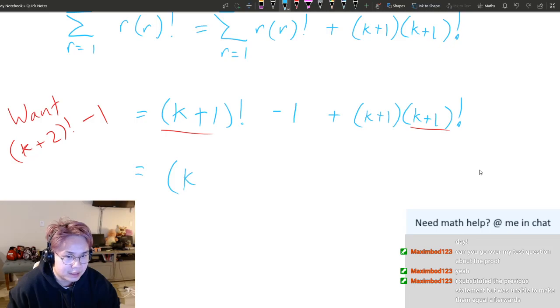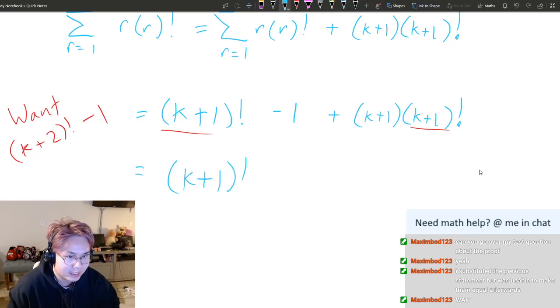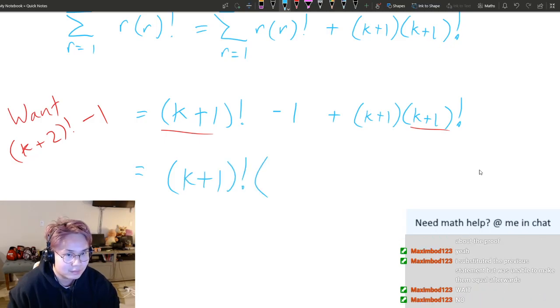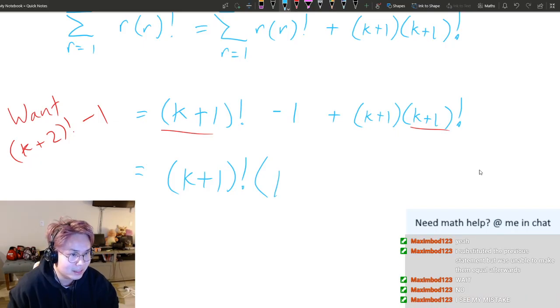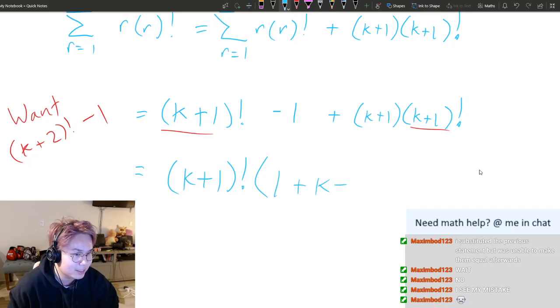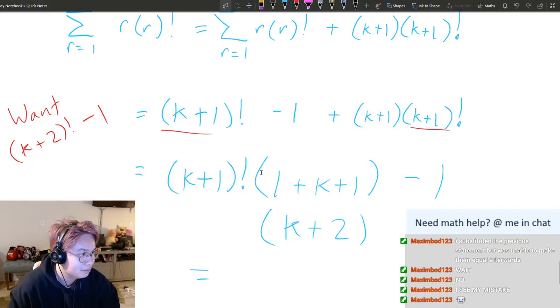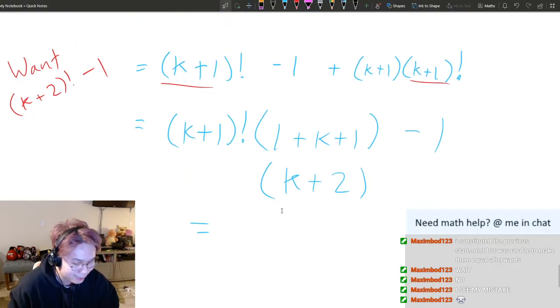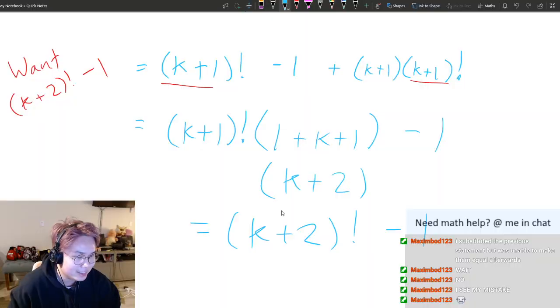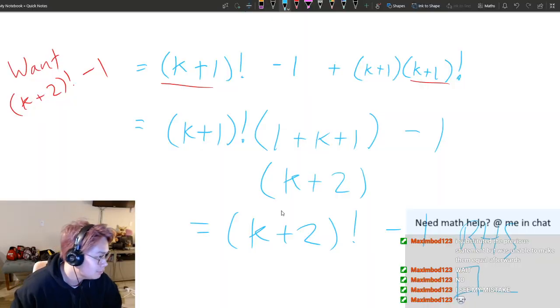So k plus 1 factorial is the common factor. And then this is just going to be 1. And then you have this one, which is k plus 1. You better see it now. And then of course this is k plus 2. So then k plus 1 factorial times k plus 2 is, by definition, k plus 2 factorial minus 1. And then this is the right hand side. So we're done the proof.